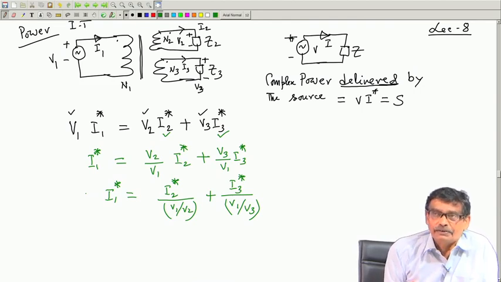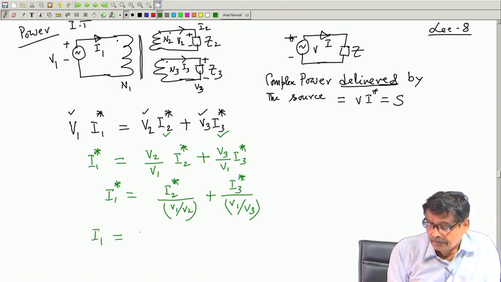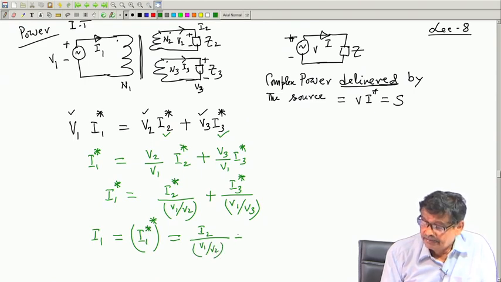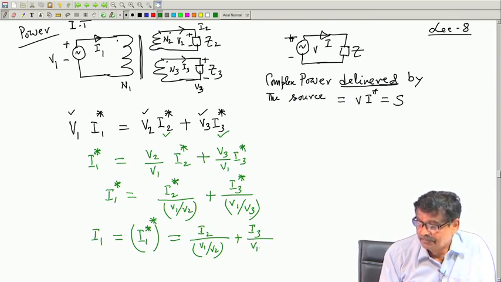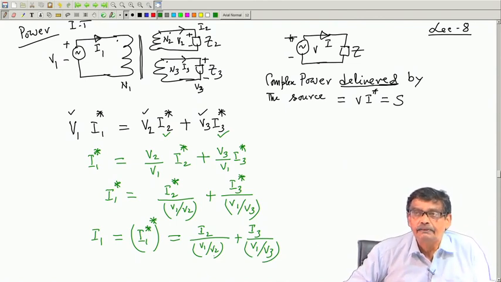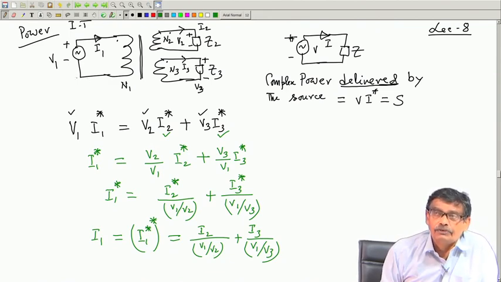But I want to know I1. If you have calculated I1*, once again take the conjugate of both the sides. So, I1 will be equal to, taking the conjugate of the respective terms, V1 by V2 I2 plus I3 V1 by V3. Mind you, this I1 you will get as magnitude and angle. Therefore, what is the effective impedance seen by the source? It will be simply V1 by I1 and so on, everything is known now.